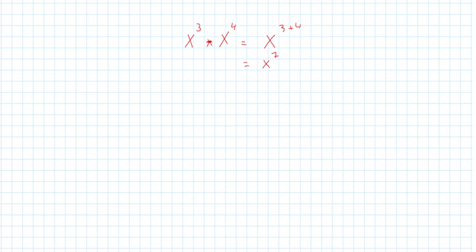Okay? Let's try one more example. 7 to the power of 10 times 7 to the power of 3. So the base stays the same, which is 7. And then what do I do with my exponent? You add them. So it's 10 plus 3, 13, which is 7 to the power of 13.